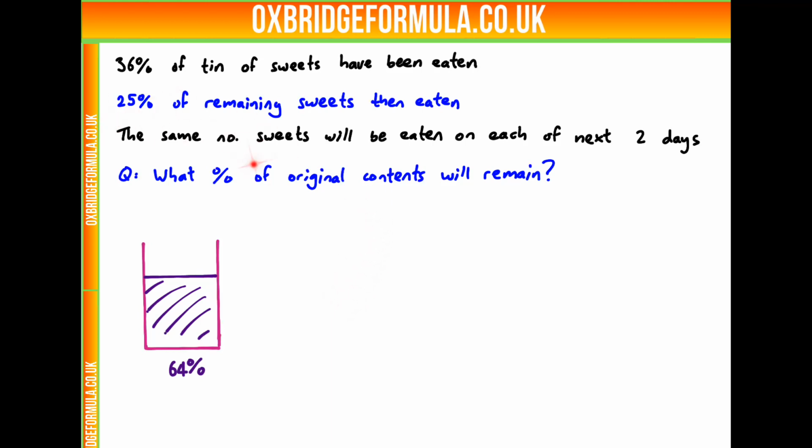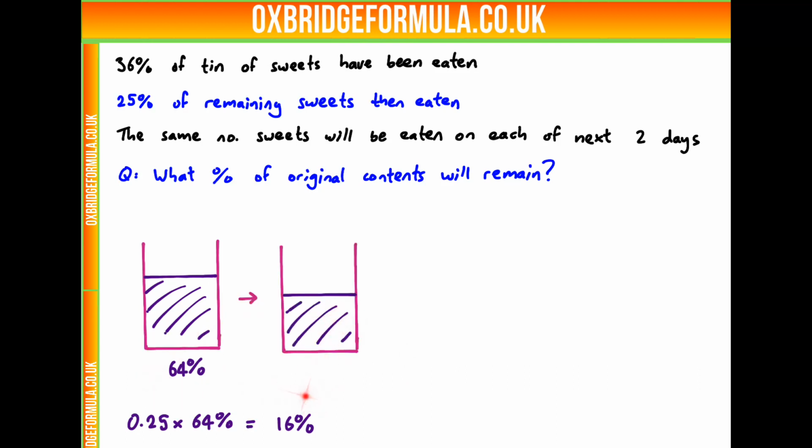So we need to take a quarter of this 64%, that's this 25. So 0.25 times 64 is 64 over 4, which is 16. So we're taking away 16% of what was originally there, and that's the same as 25% of what is there now. And so 64 minus 16 takes us down to 48. So if we keep a tally of the percentage remaining of the original contents, that will help us get an accurate answer for what remains at the end.